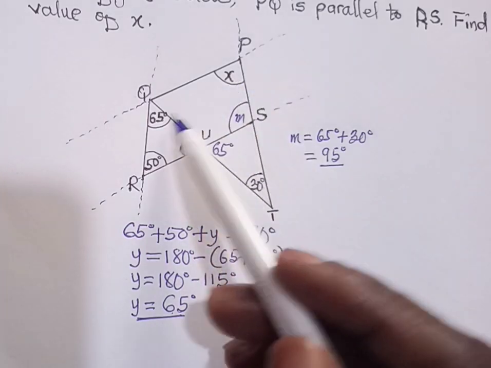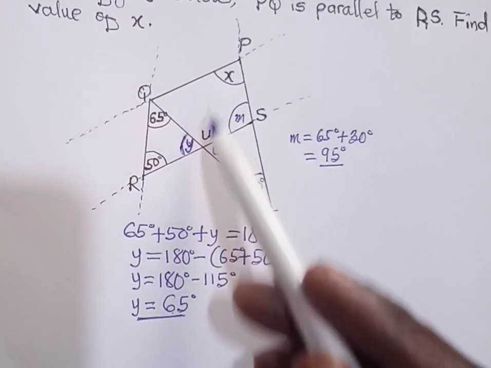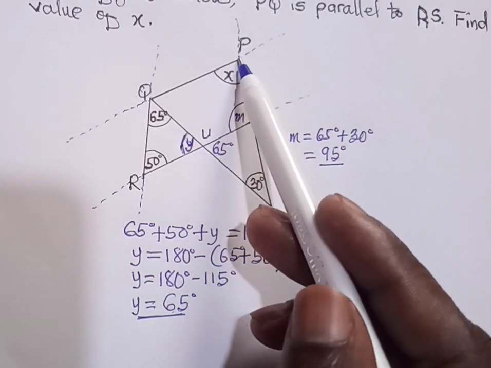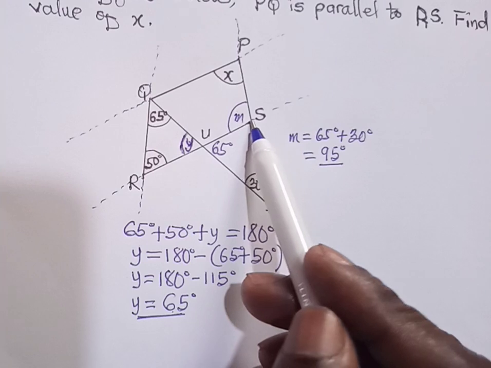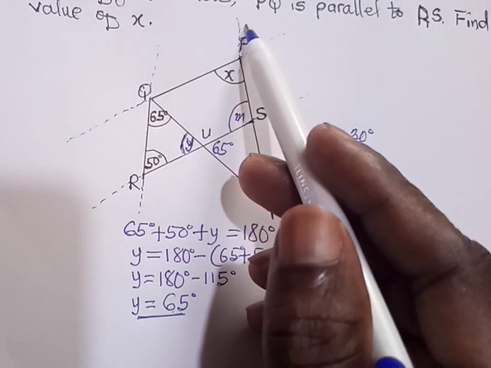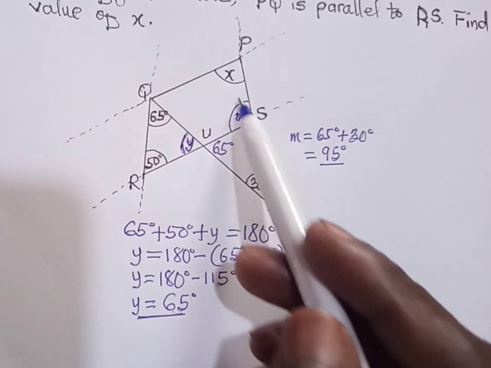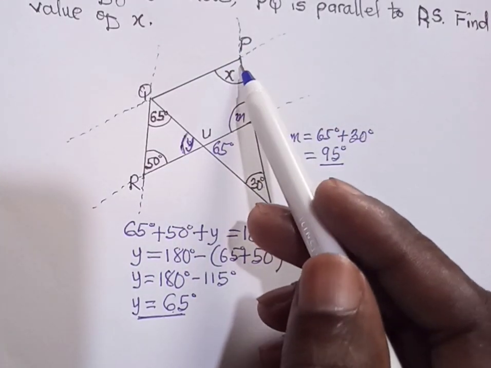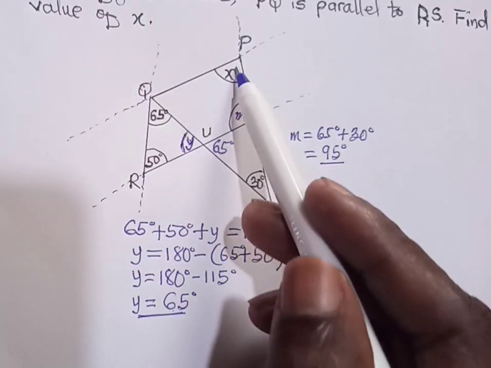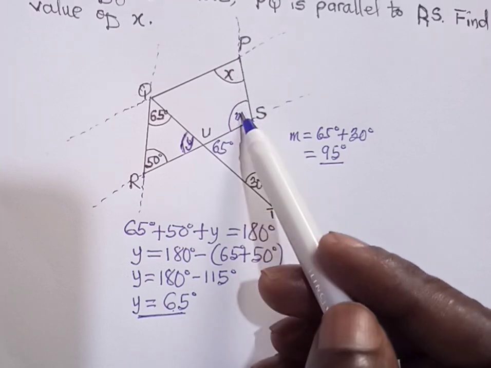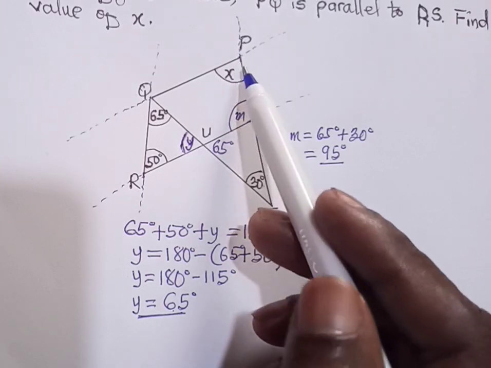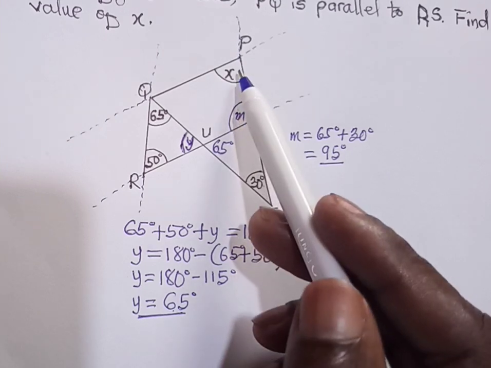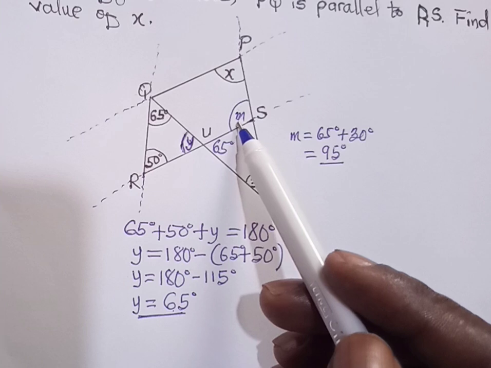How do I find x? Remember that this line here is parallel to this line. Once they are parallel and we have a line intersecting at this point and also here, because this line cuts this, the name of this line is a transversal. Whenever you have a transversal cutting two parallel lines, these angles are co-interior angles. These are the interior opposite angles, and we call them co-interior angles.